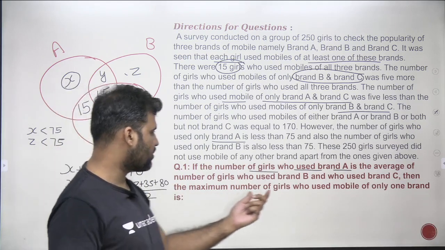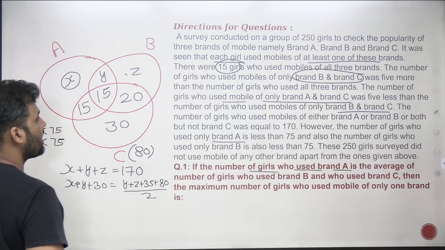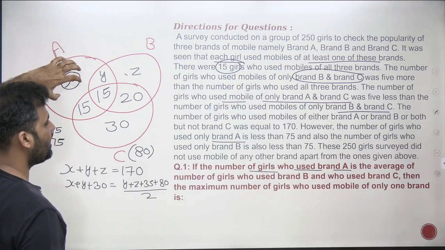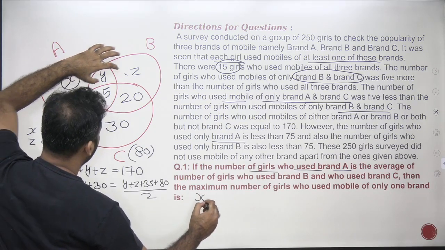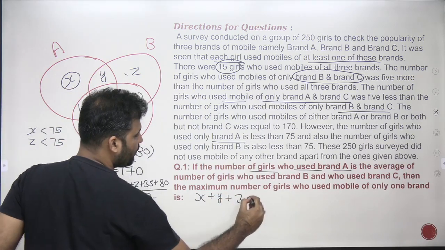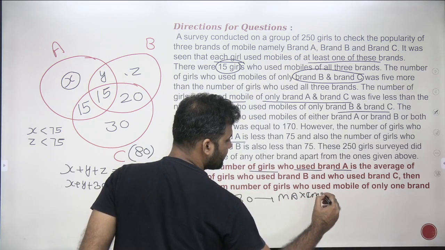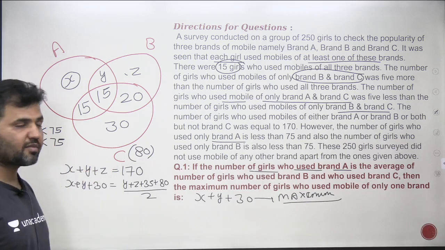Then the maximum number of girls who use mobiles of only one brand. We are supposed to find out the number of girls who used only brand A, B and C. Only brand A is X, only brand B is Y, only brand C is 30. We are supposed to find out the maximum value of this, right? This is what we are supposed to find out. And these are the two equations that have been given to us.